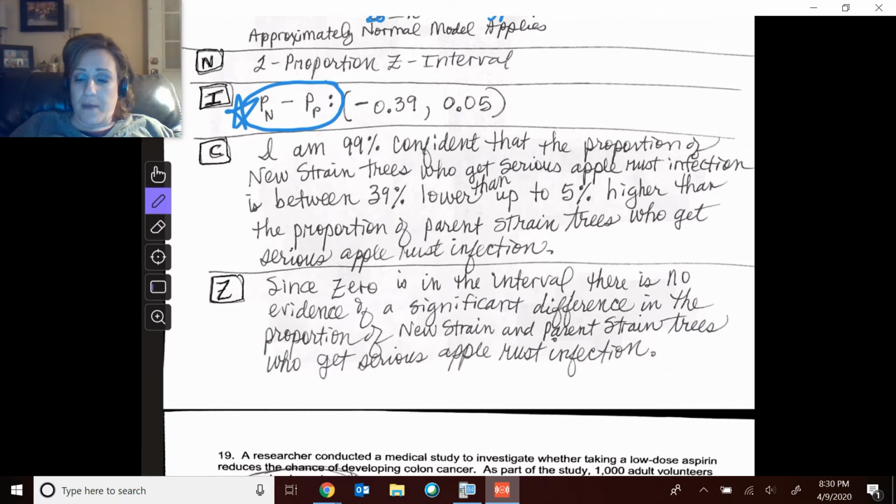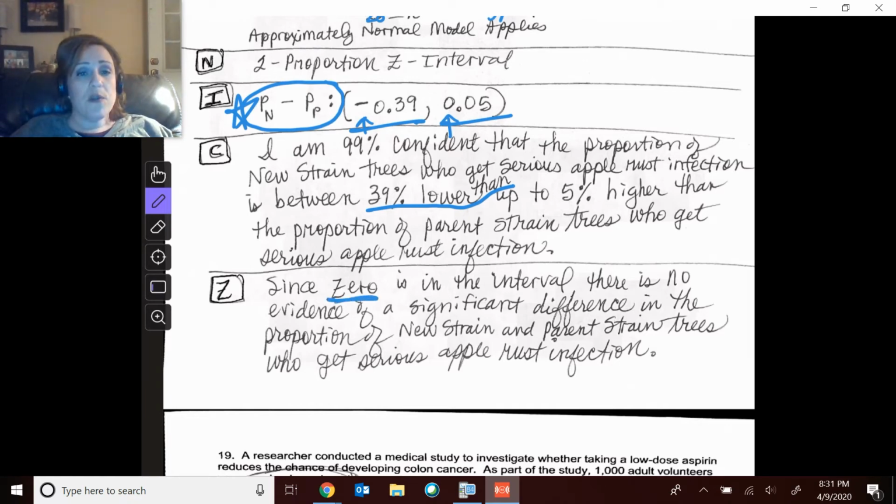interval. And I see it went from a negative number to a positive number. So in my mind, I'm already thinking, okay, I need to make sure I get this stated correctly. So I am 99% confident that the proportion of the new strain trees who get the serious rust infection is between 39% lower than, because of the negative, up to, then it's positive, so 5% higher than. So the new could be 39% lower, but it also could be up to 5% higher than the proportion of the parent strain trees who get serious apple rust infection. Now, it doesn't matter that a whole bunch more was lower than the part that was above. Doesn't matter.